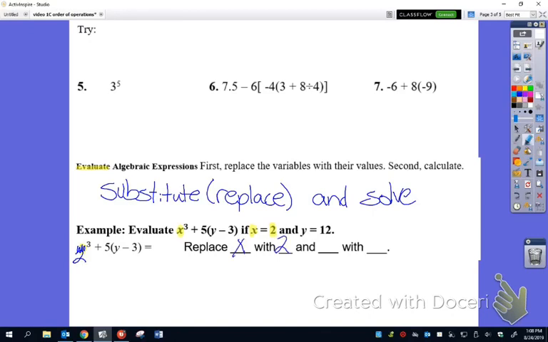Then I'm also going to replace y with 12. So wherever you see y, so there's a y. So wherever I see y, I'm going to put a 12. So mark out the y and put the number 12. So y becomes a 12. Now, I'm going to enter this into my calculator just like we did a while ago.